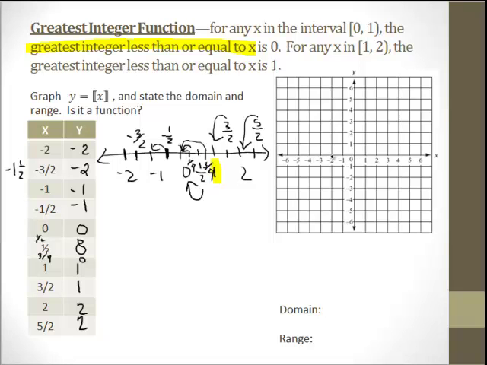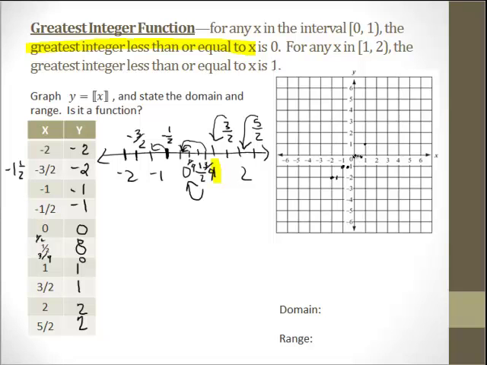So let's plot what we do have. Negative 2, negative 2, negative 1.5, negative 2. But what happens when we get to negative 1? It's at negative 1. At negative 1/2, it's negative 1. Interesting. When we get to 0, we have 0. I want to go ahead and plot all those other points. 1/4 is 0. 1/2 is 0. 3/4 is 0. But what happens when we get to 1? It jumps up to 1.